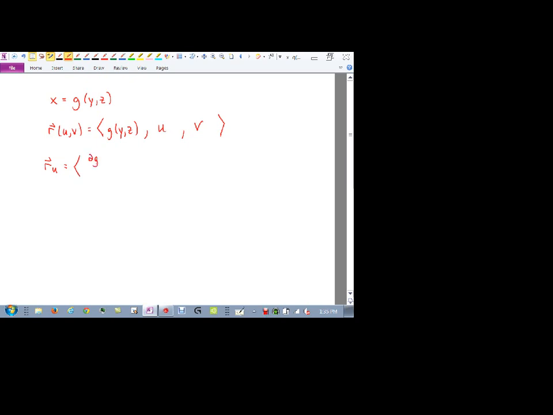And now when you take partial with respect to u, what do you get? Partial of g with respect to u. What's the derivative of the next one with respect to u? 1, right? And then 0. And then if I do partial of r with respect to v, you get partial g with respect to v, then what? 0 and then 1. And now take their cross product.